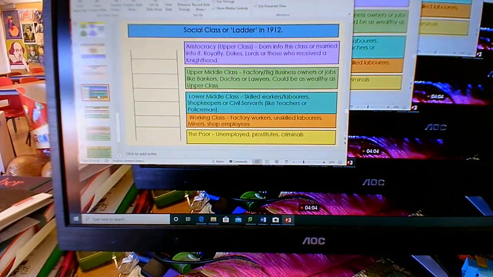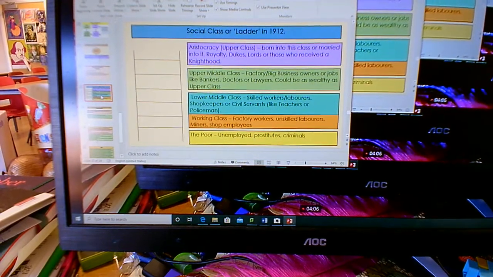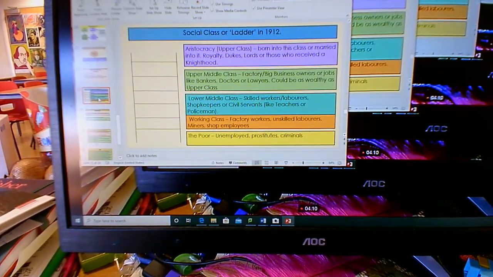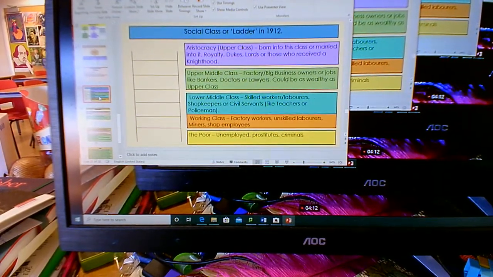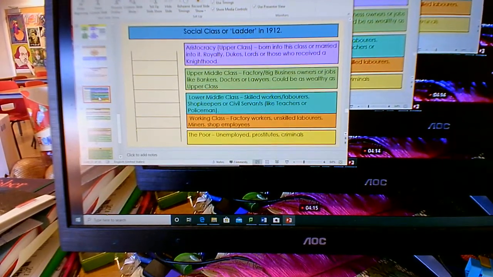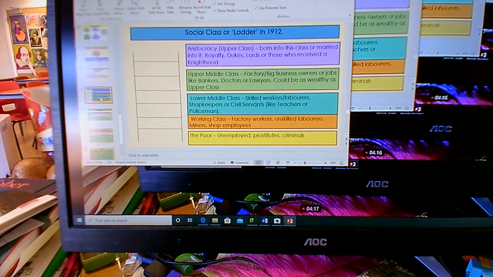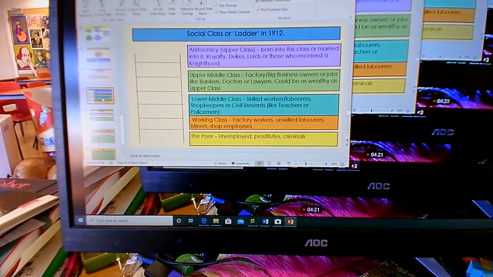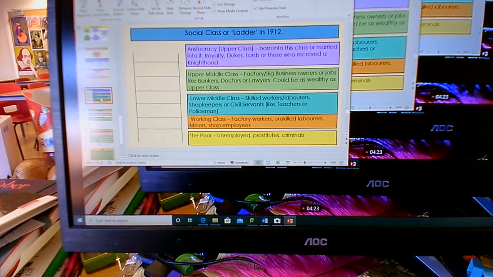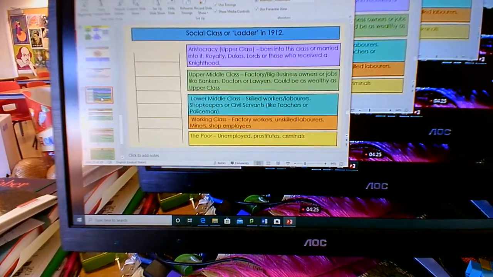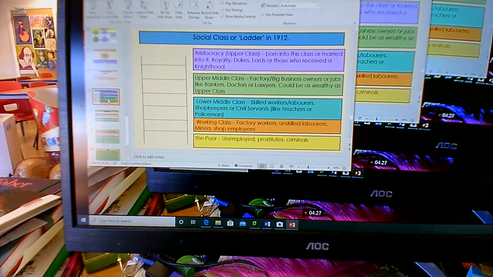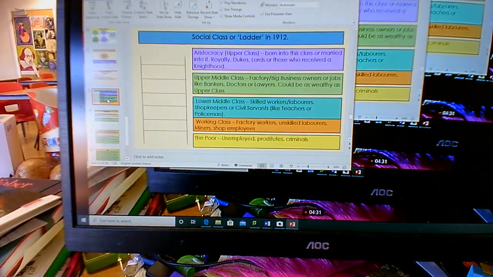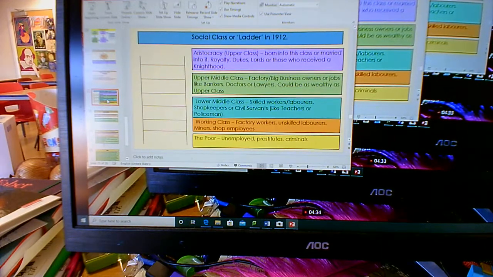So, social class then, or the social ladder. Now, in this play, it's useful to try and visualise social class as a ladder, because what we see with the Birling family is that they are constantly trying to climb to the top of it. So, at the very top of the ladder, you had your aristocracy. As we said before, you could only be born into this class or be married into it. You would have your royalty, your dukes, your lords, or anybody that received a knighthood.